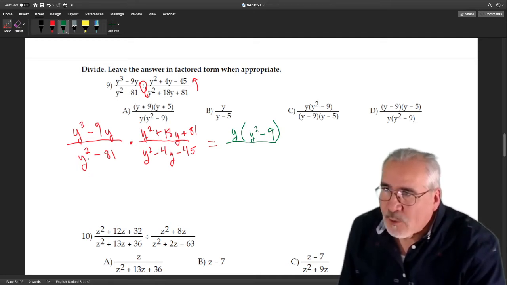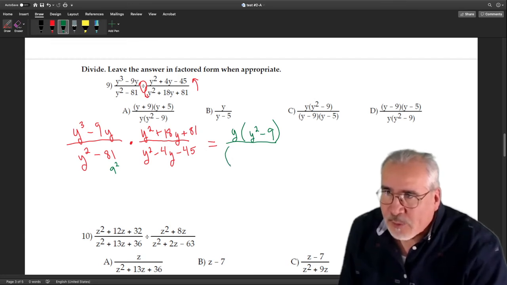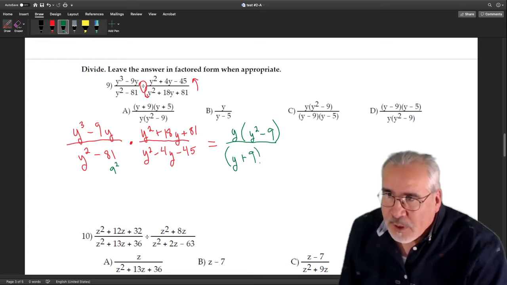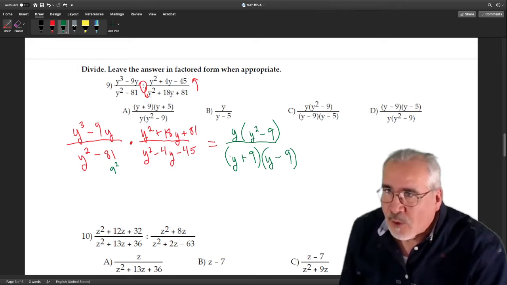y squared minus 81, that's a difference of squares. 81 is 9 squared, 9 times 9. So this bottom, we'll go ahead and factor it while we're doing it. It's y plus 9, y minus 9, or the other way around. Remember, when you're multiplying, order doesn't matter. You could have either one of these first.